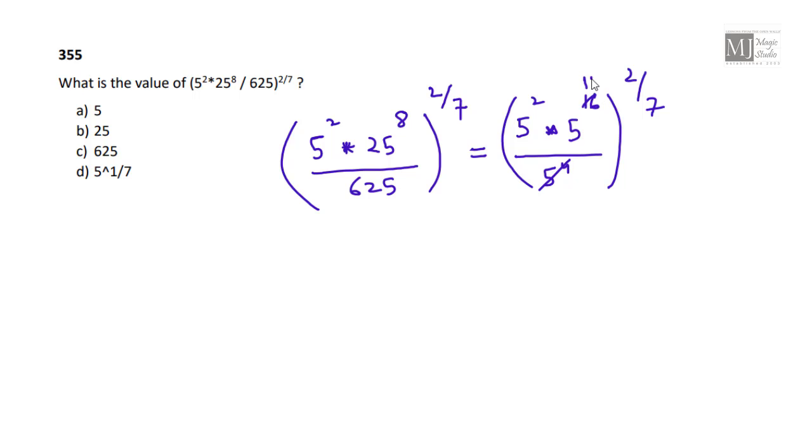5 power 4 cancels out, and this becomes 12. 12 plus 2 is 14. So we have 5 to the power 14 into 2 by 7. That gives us 5 to the power 4, that is again 625.